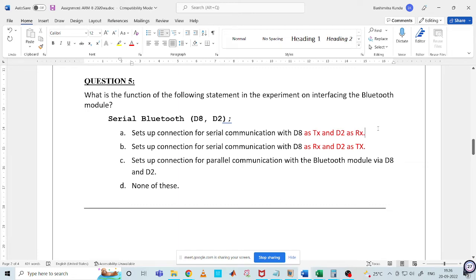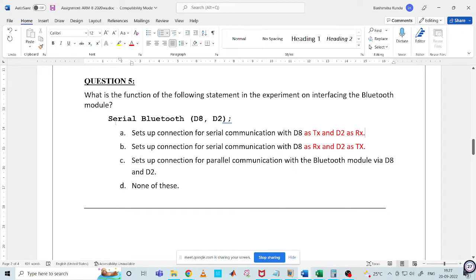Sir, in the slide it is given as RX comma TX, sir. Oh, is it? There is a confusion. Yes. Okay, just let me check the Arduino code. Sir, if it is Arduino, it is RX comma TX. Okay, just let me check. Yes, it is RX comma TX.